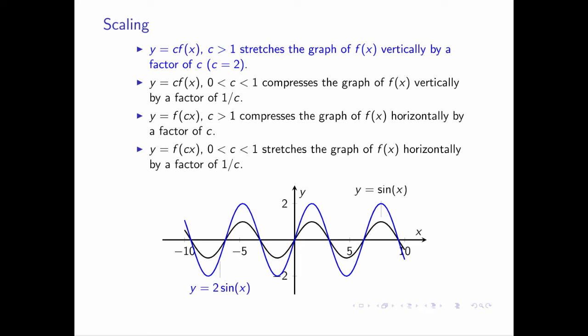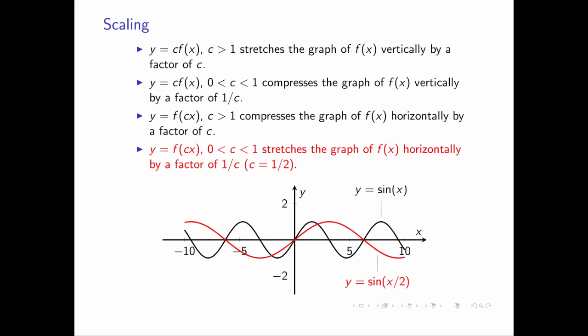If we want to change the frequency of the function, we go back to the base case, and then we're going to use the fourth rule with c is equal to a half. And so this is going to stretch the graph of f of x horizontally by a factor of 1 divided by 1/2, which is 2.